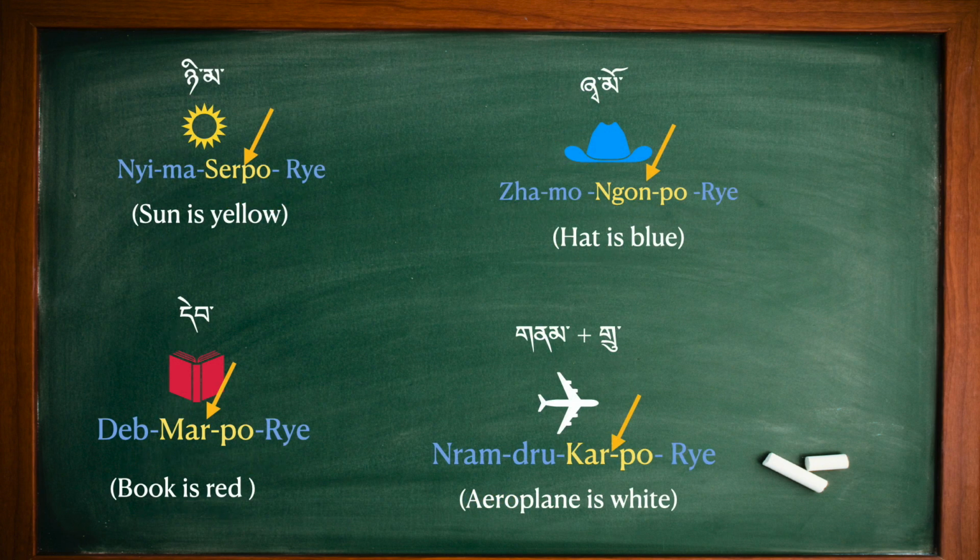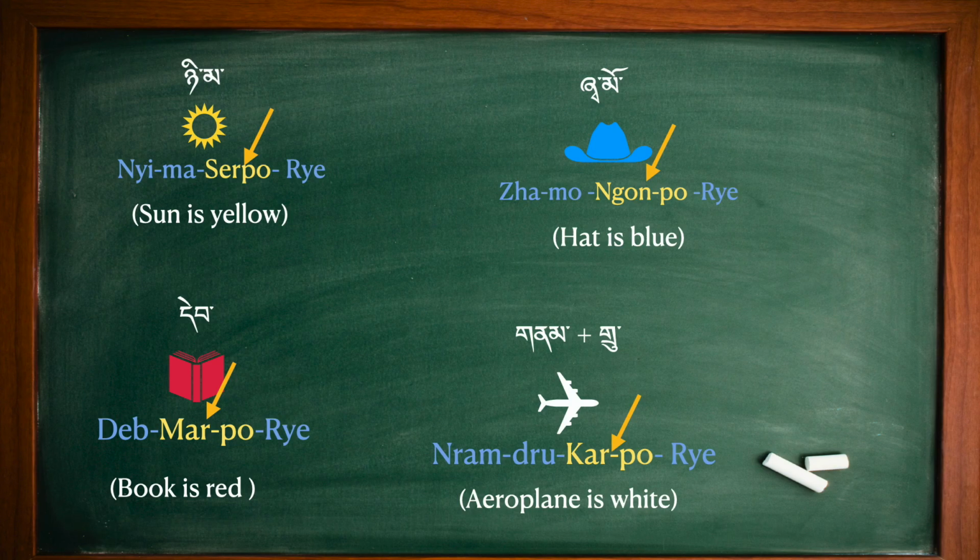So here on the new board, this is again more like a revision. We are using linking verb as well as adjective that we have learned today. So sun is yellow in Tibetan is Nima serpo re. Re is a linking verb to be.